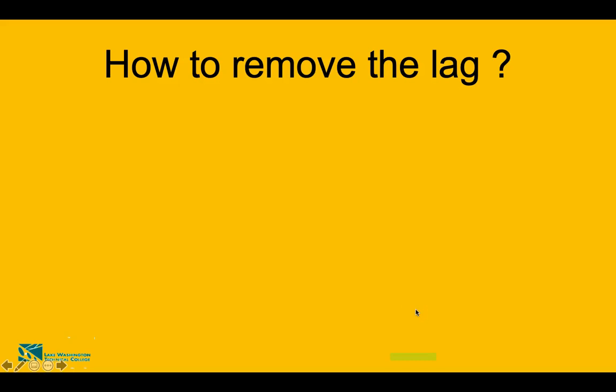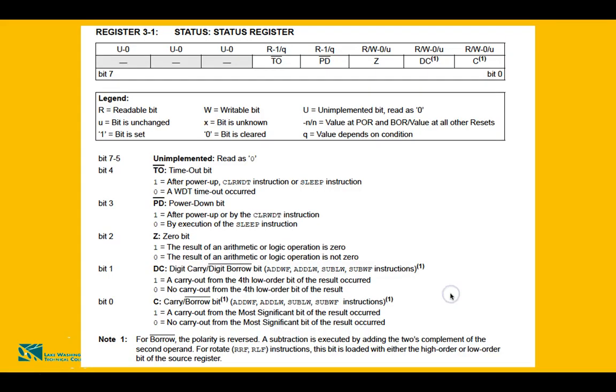So to remove that lag, what we need to do is to use a status register. So let me show you. This is the status register which we'll be using in order to remove the lag, and you can see these are the 8 bits of the status register, and each of them has some meaning.